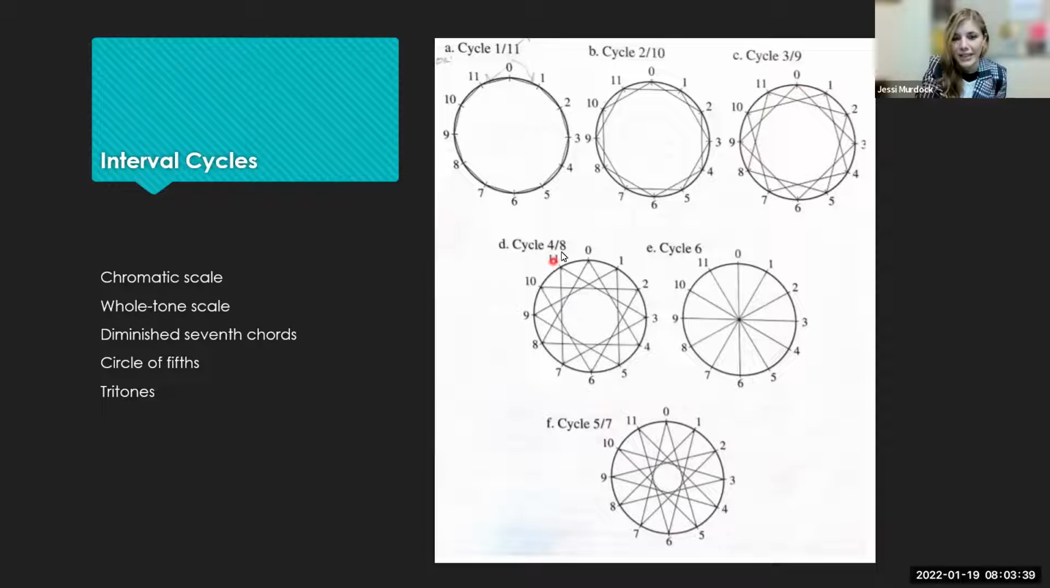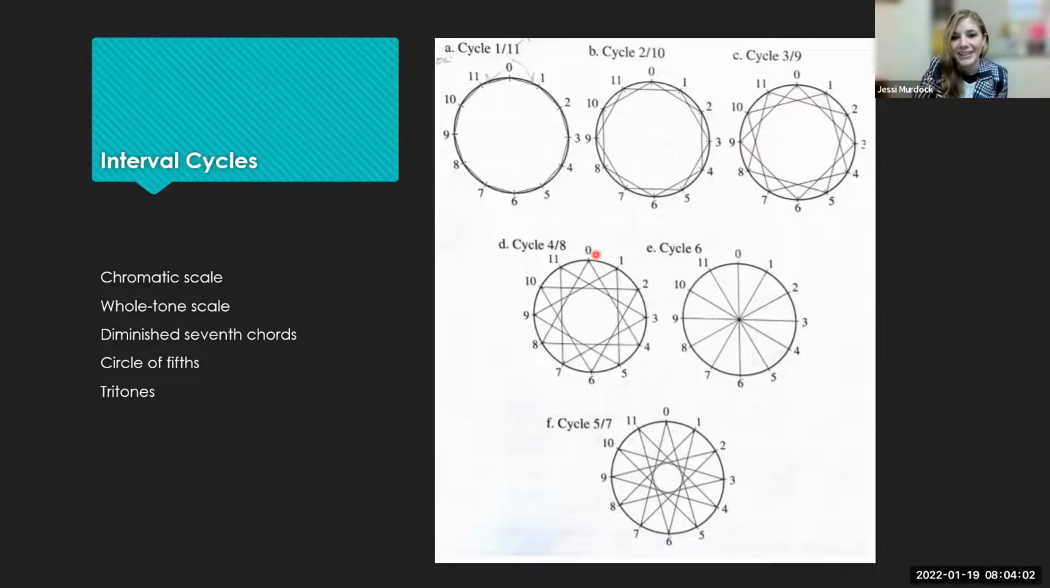Okay, so this cycle 4 is showing us if we had 4 semitones, in other words, major thirds. So if we went from here, we go up a major third, and then we would be right back to where we started. Sounds like this. So it's an augmented triad, in other words.